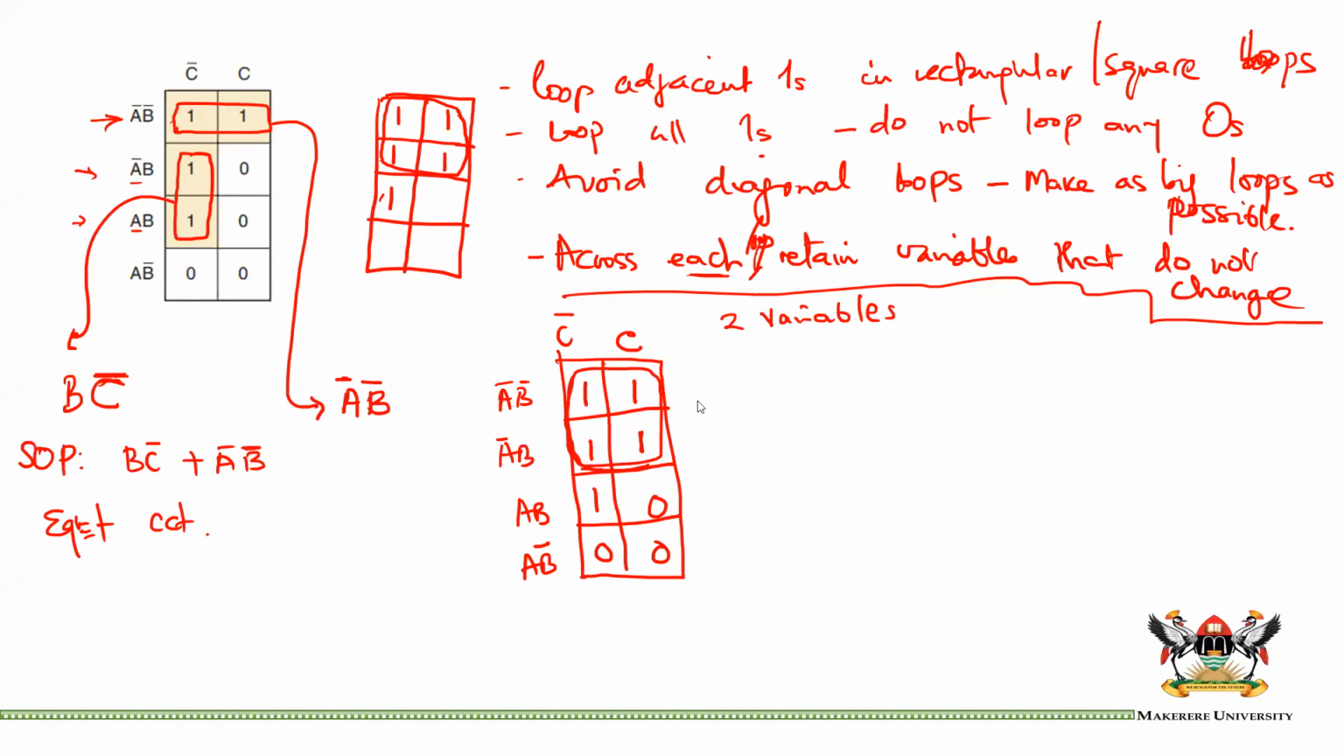And so let us now try to extract this one. You can see here, in this loop C changes from C inverse to C. In other words, some of the ones here are C inverse, some are C. So C will be eliminated.